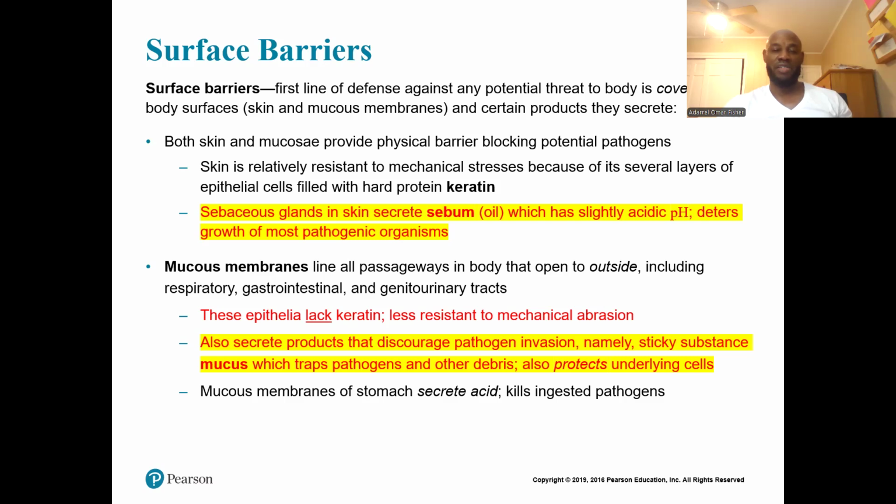This sticky substance called mucus traps pathogens and other debris and protects underlying cells. We also have the stomach, which secretes acid, kills ingested pathogens. So that's our first line of defense.